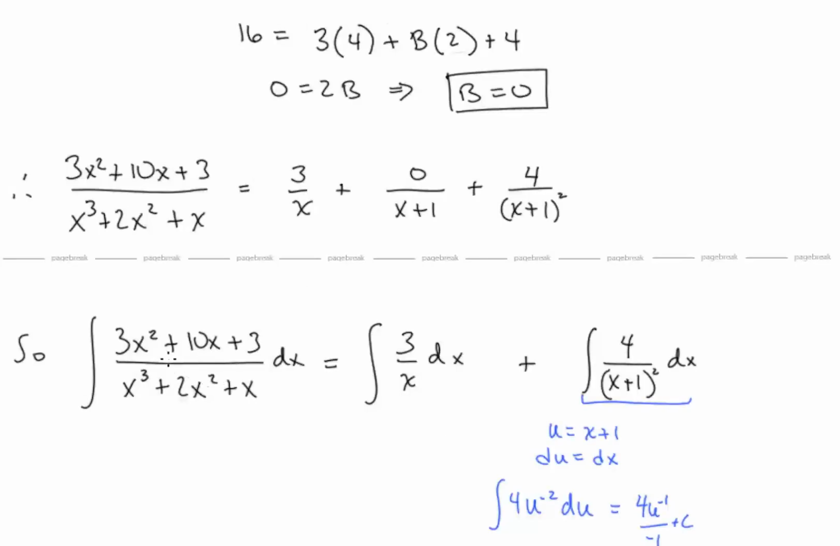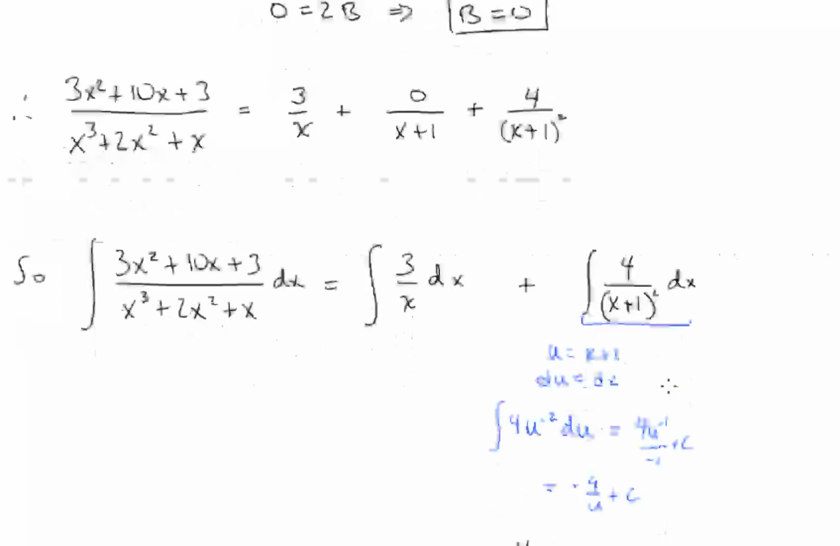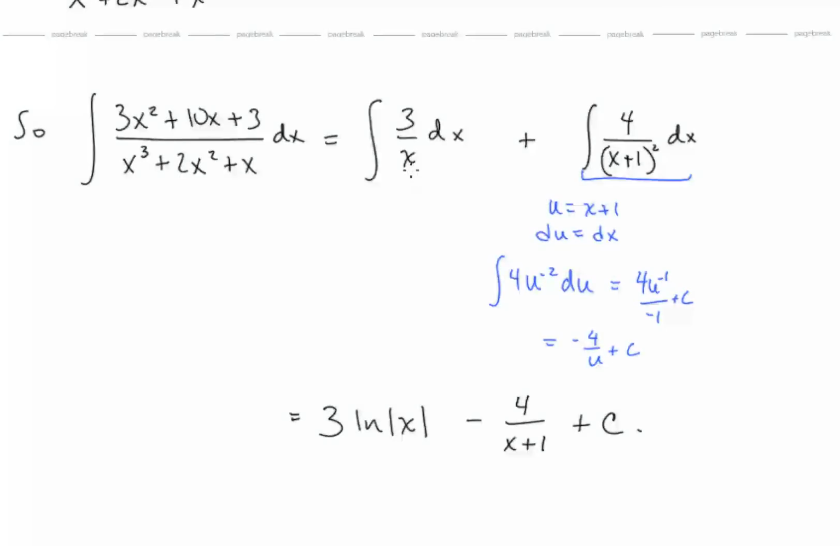And so our original integral can be written as the integral of 3 over x plus the integral of 4 over x plus 1 quantity squared. So here we have 3 ln absolute x. Here we have a little u substitution.